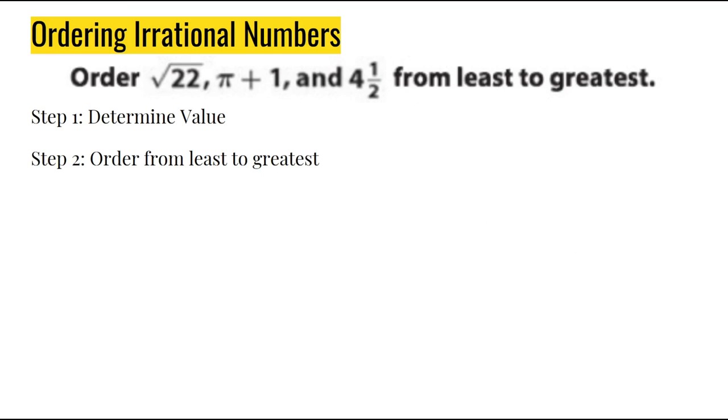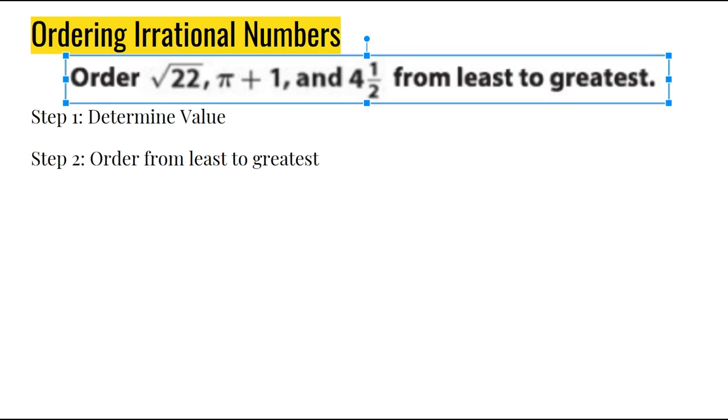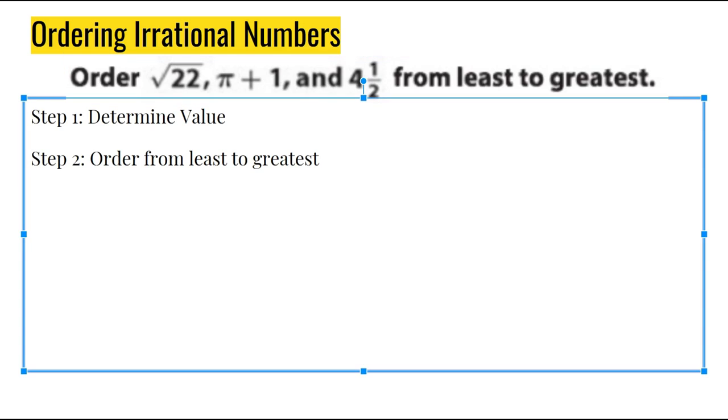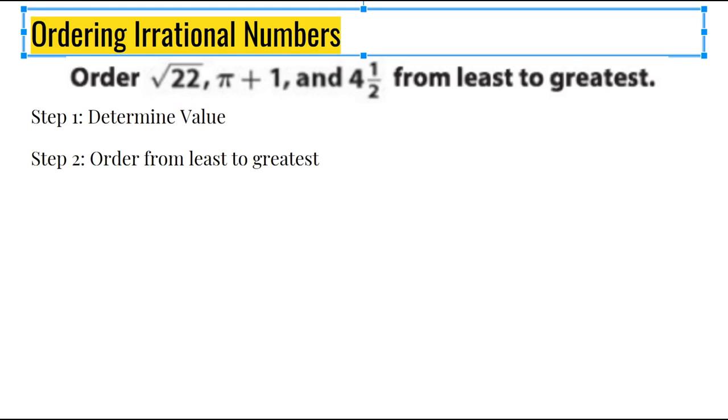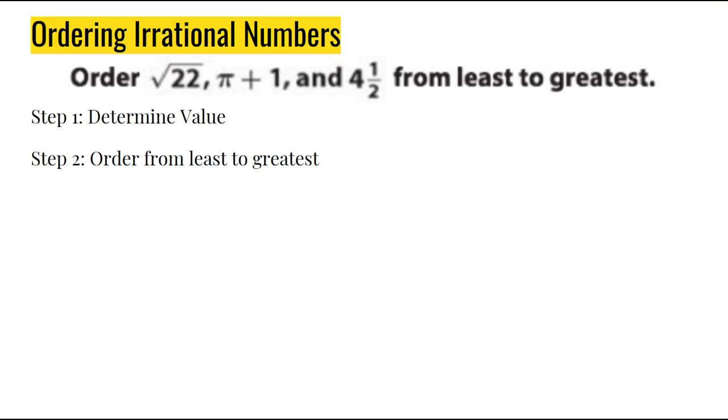So now we're going to work on ordering irrational numbers. Okay, that means we're going to put them in order either from least to greatest or greatest to least, depending on what they're asking of us. Okay, so it says order the square root of 22, pi plus 1, and 4.5 from least to greatest. And it's super important that we see what we are doing as far as from greatest to least or from least to greatest, because that tells us what order the numbers need to go in.